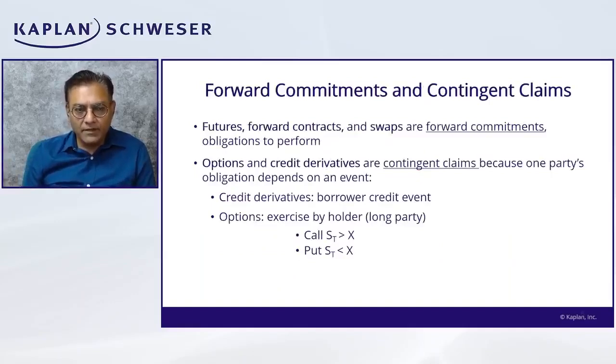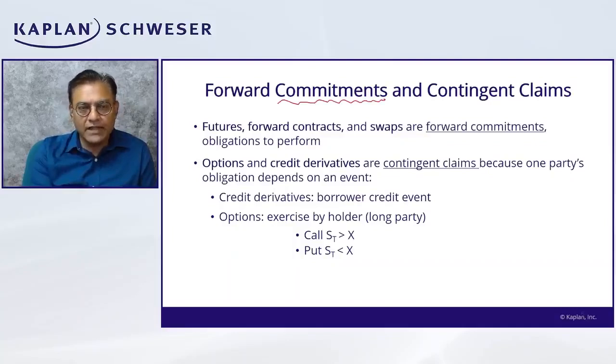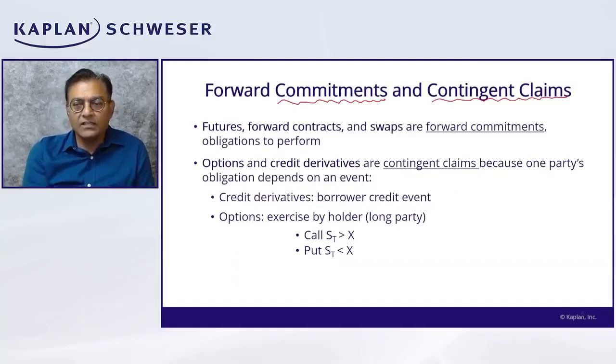Now, forward commitment, again, the label here is commitment. Both parties to that contract are committed to executing the contract. Contingent claims only come into play if a certain contingency or condition is satisfied. So, forwards, futures, and swaps are forward commitments, whereby we enter into the contract today, but the obligation to complete the contract occurs at some future point in time.